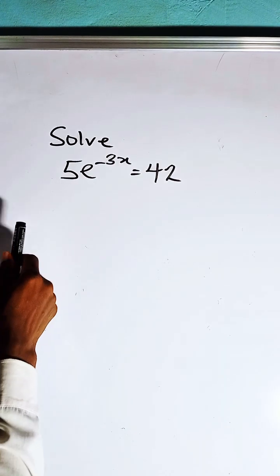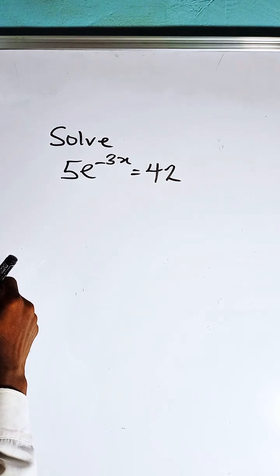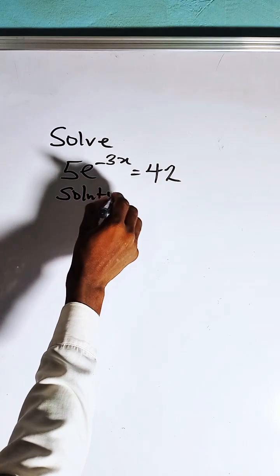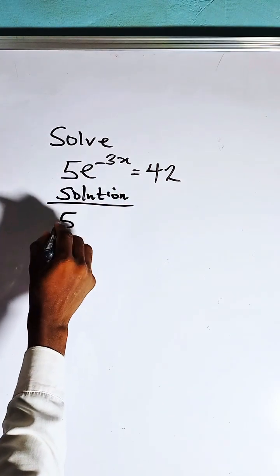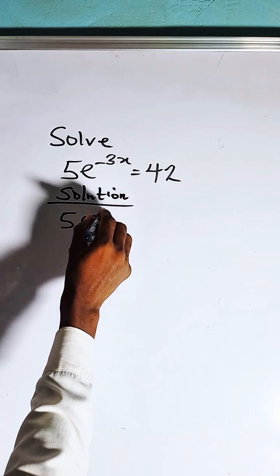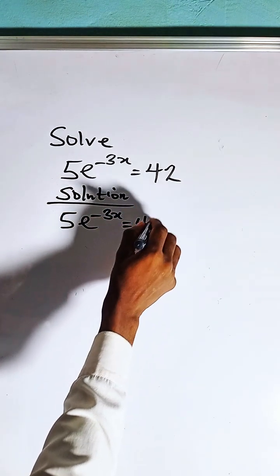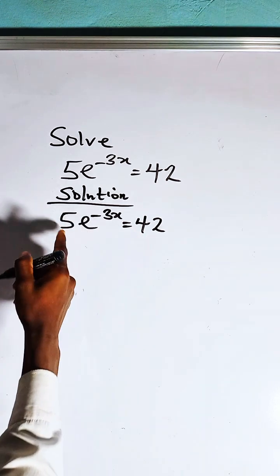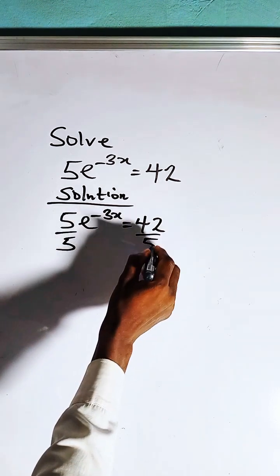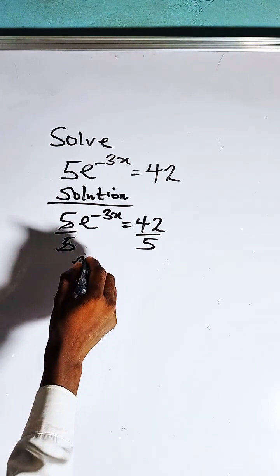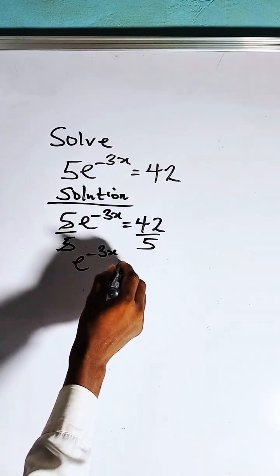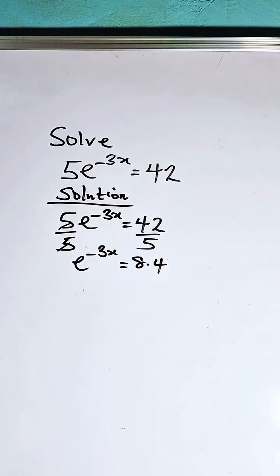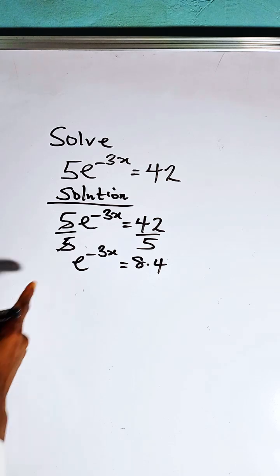The question says solve this equation. We have 5e to the power of negative 3x equals 42. How do we do this? Solution. The first thing we do is divide both sides of the equation by 5. Dividing this by 5, we have e to the power of negative 3x equals 8.4. The next thing we do is to take the natural log of both sides.